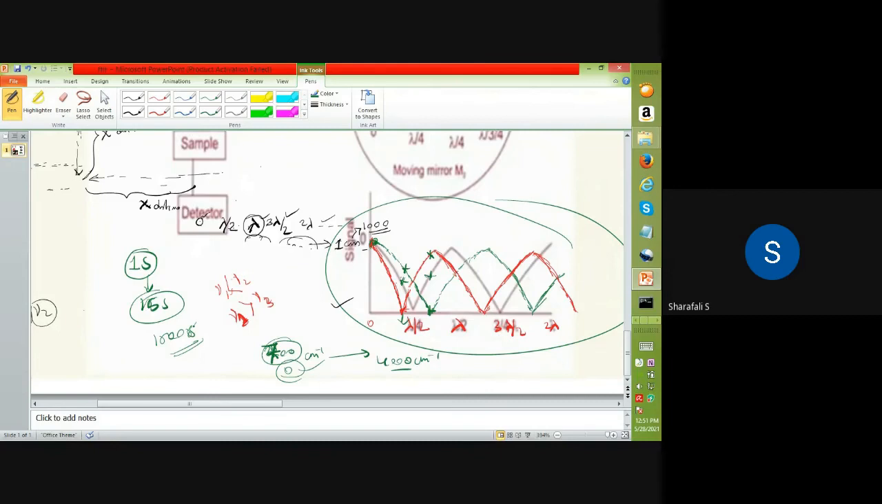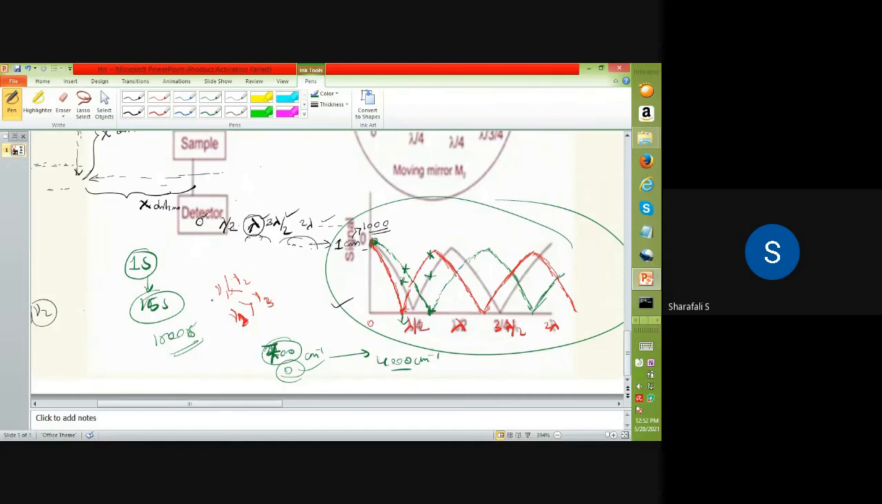It is observed that you can take at least 32 scans per minute. So within 1 minute, you can take 32 scans of the same sample, which means you can add up all those 32 spectra to minimize the noise. So these are the advantages, and we will go into the advantages of the FTIR spectrometer. I hope you understood this concept.